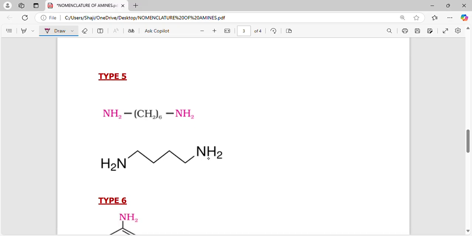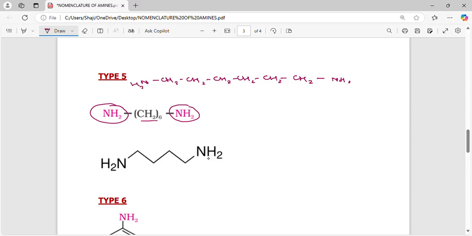Now type 5. In type 5 you can see multiple amino groups, the NH2 group 2 times. And where it is attached, CH2 6 times. So to understand, I am just writing CH2 6 times separately. And the terminal carbons are attached with the amino group like this. We start putting the number from here. Don't give a number to the nitrogen atom. We always give numbers to the carbon atoms only. So 1, 2, 3, 4, 5, 6 carbon atoms are there.